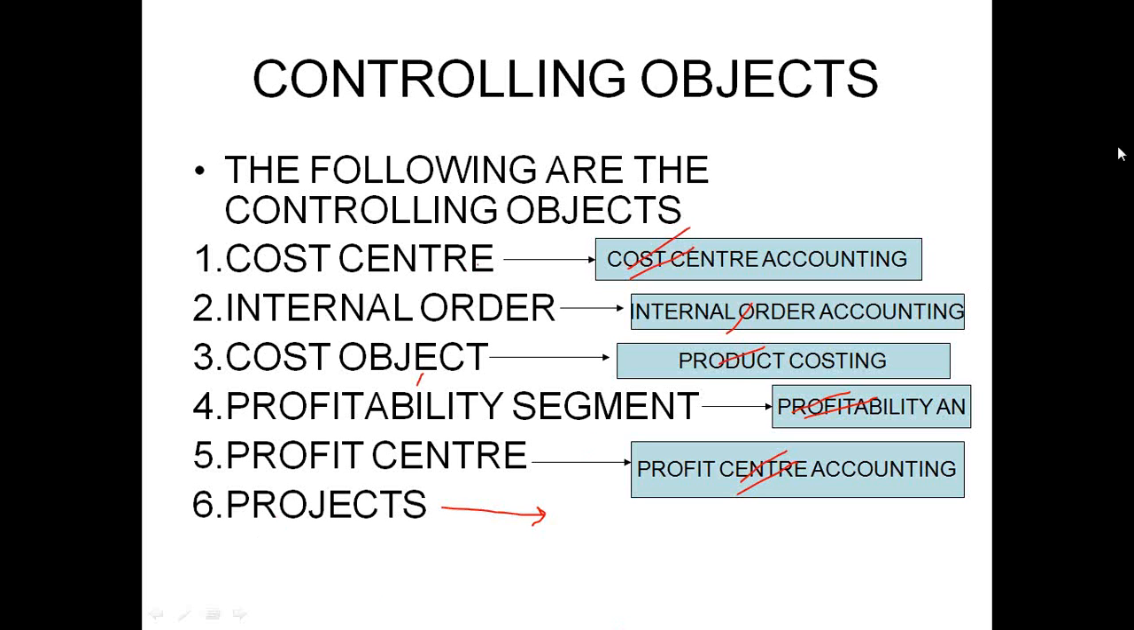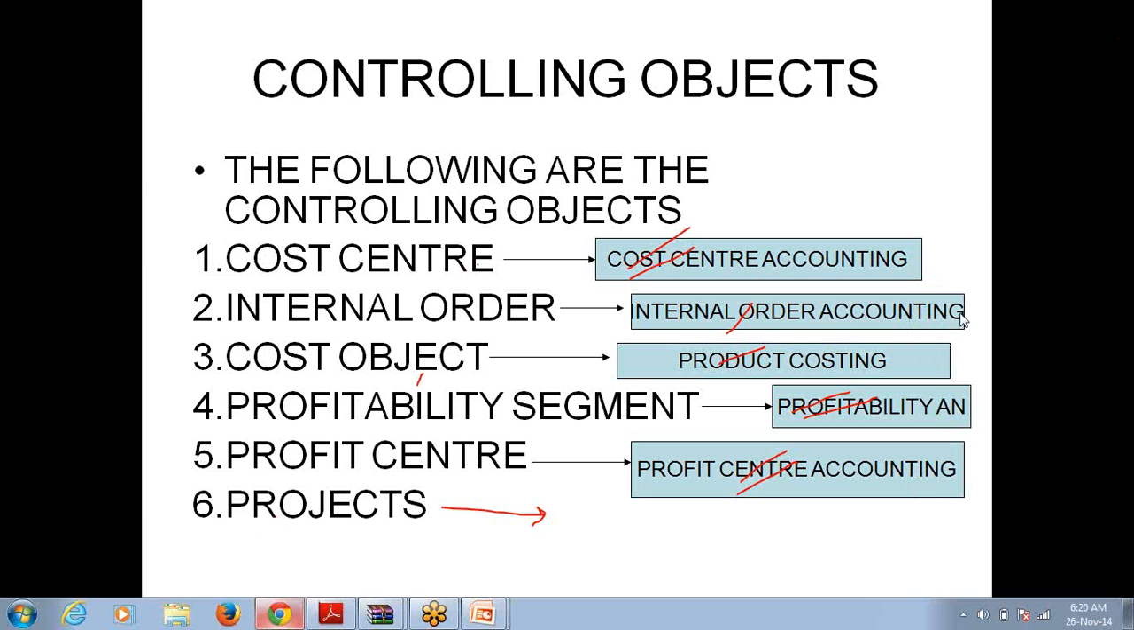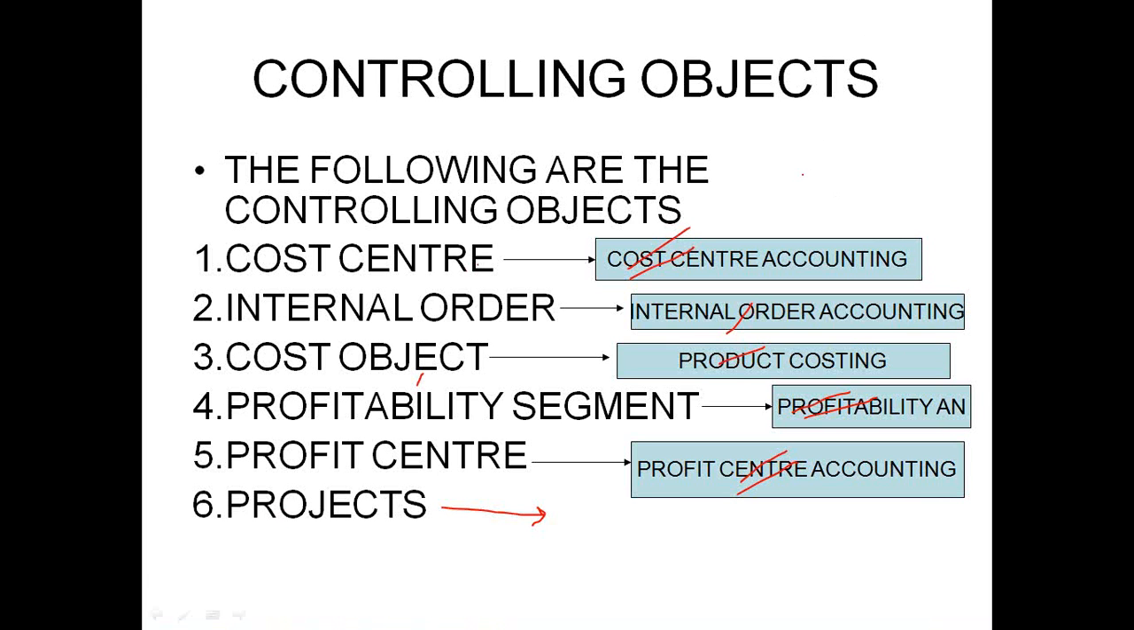So cost object means, let me see the question posted by Kiran. Can you give some detail on cost object? Okay. See, first of all, cost object means it is the entity for which you can find the cost and you can control the cost. That is the meaning of the cost object.